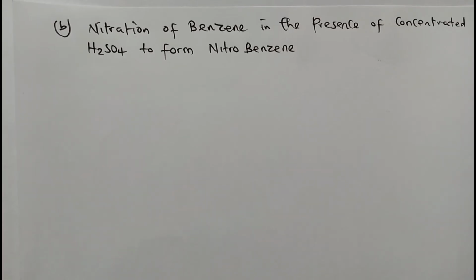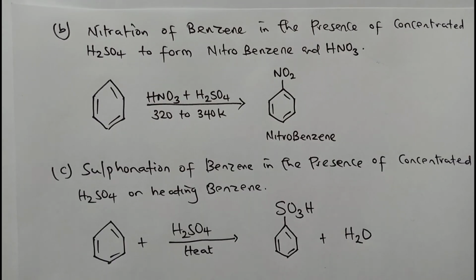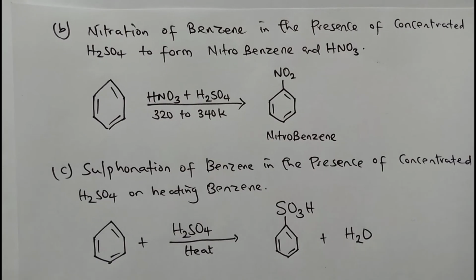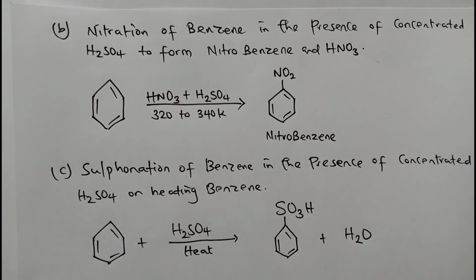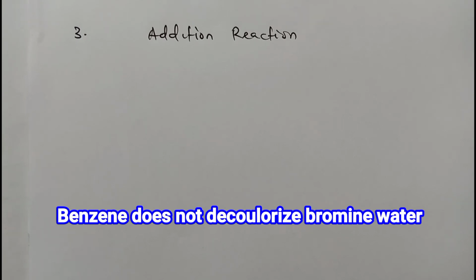Continuation of the substitution reactions found in benzene is nitration of benzene. When we use concentrated sulfuric acid and react it with benzene, we are going to have nitrobenzene if nitrate is present. That's the reaction. This is what happens. This is called benzene nitration.